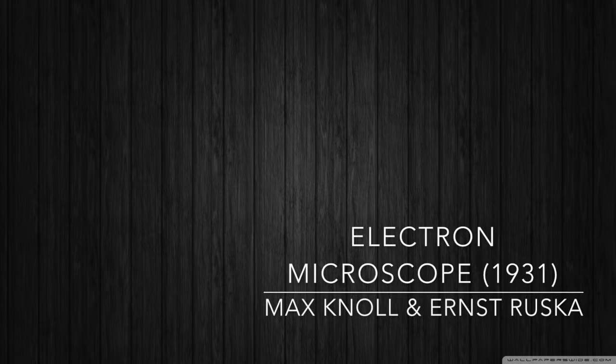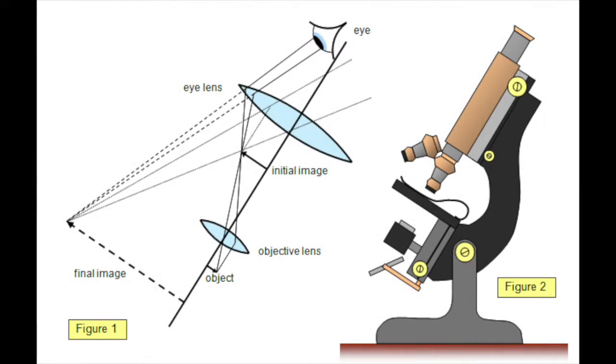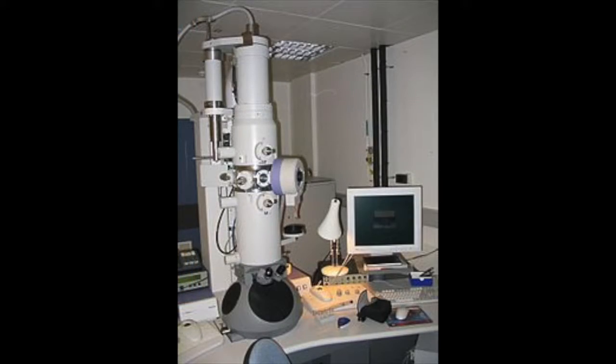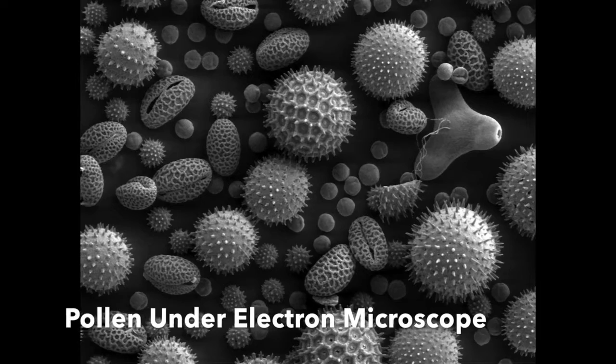Up until this point, only light microscopes were used, but in 1931, German physicists Max Knoll and Ernst Ruska invented the electron microscope. While a light microscope uses a beam of light to illuminate and glass lenses to magnify, an electron microscope uses a beam of electrons to illuminate and a magnetic lens to magnify, resulting in greater magnification, magnifying up to 1 million times, and a greater resolution.